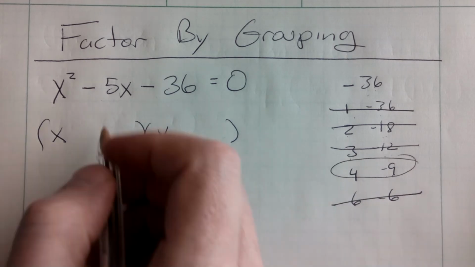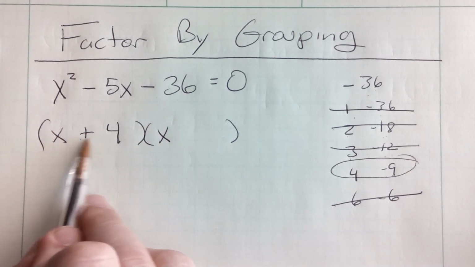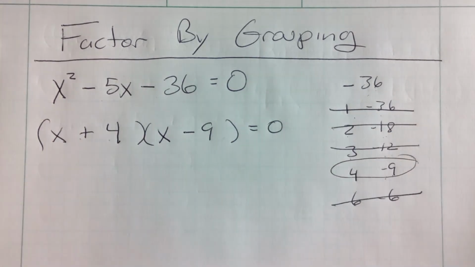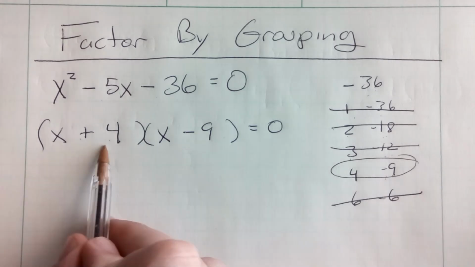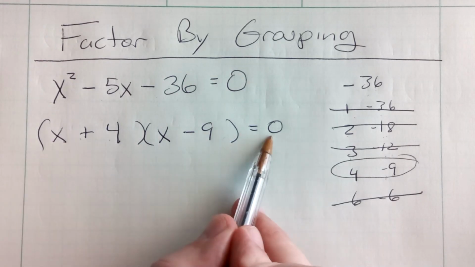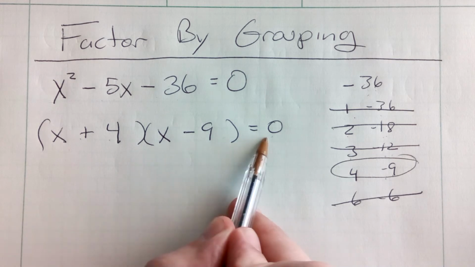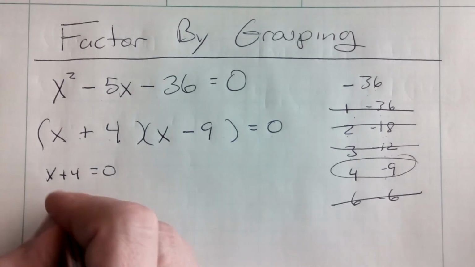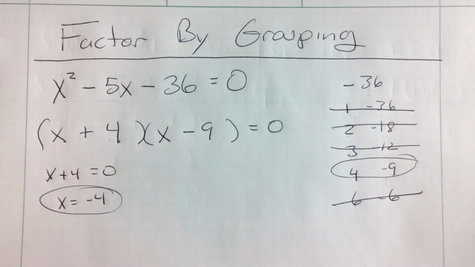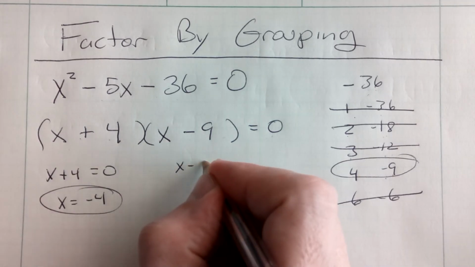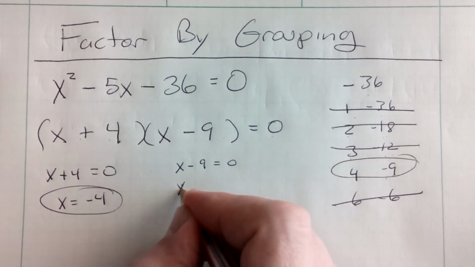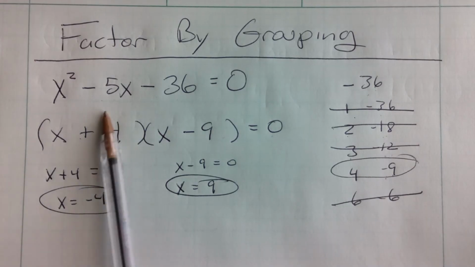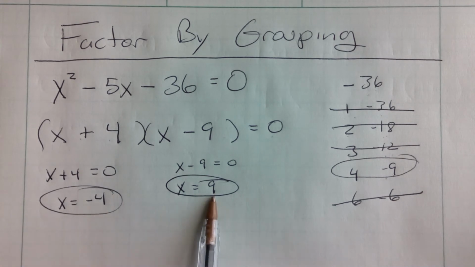So what I'm going to do is come over here and put my plus 4, and I'm going to put my minus 9, and I'm going to set that equal to 0. Now when we're solving, either this first set of parentheses must equal 0, or the second set of parentheses must equal 0. So I can take the x plus 4, set it equal to 0, solve that for x, and I get a solution of negative 4. Or I can take that second factor, the x minus 9, set that equal to 0, solve for x, and I get an x value of 9. So my two solutions for this quadratic are negative 4 and positive 9.